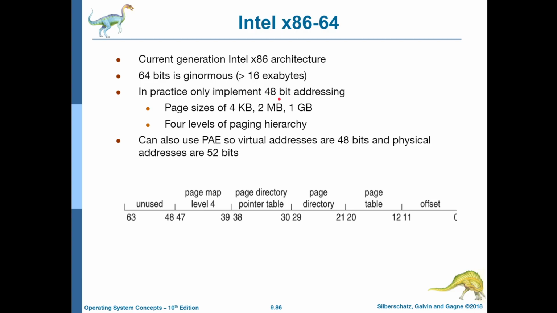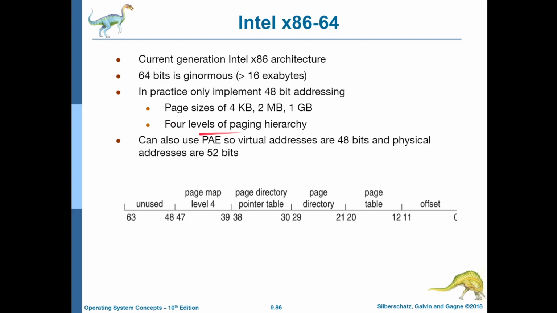But even still, 48 bits is giving us terabytes of memory. In fact, this 48-bit addressing gives us 128 terabytes of memory. We can have varying page sizes. We can have page sizes of 1 gigabyte, or 2 megabytes, or 4 kilobytes.